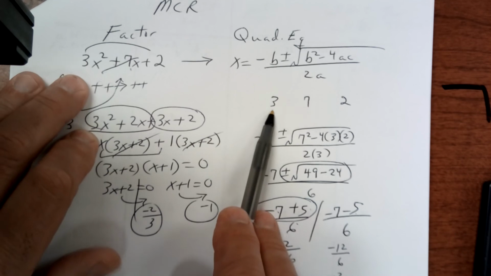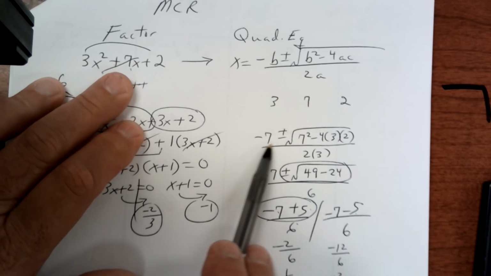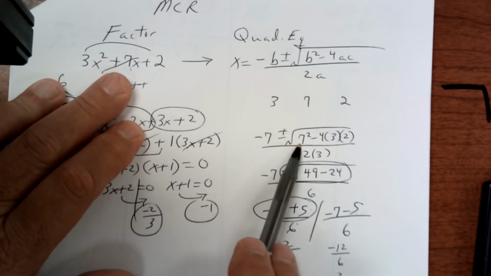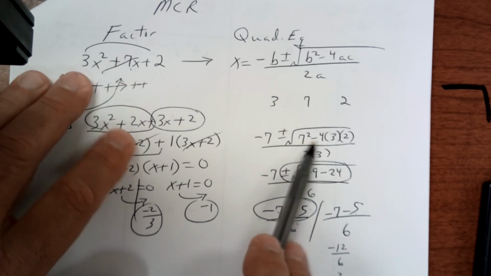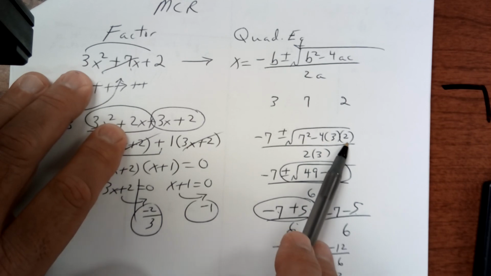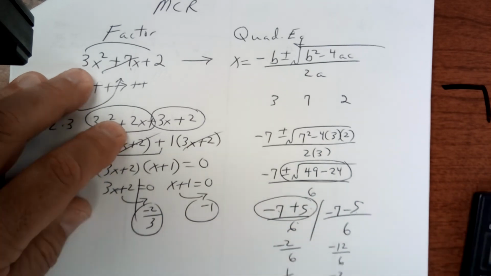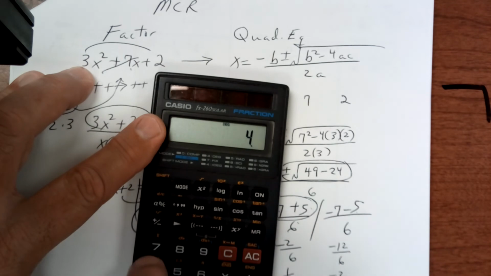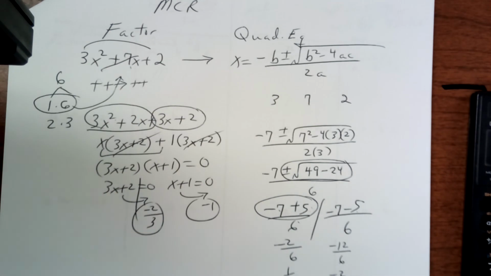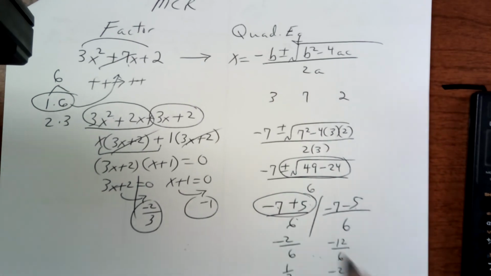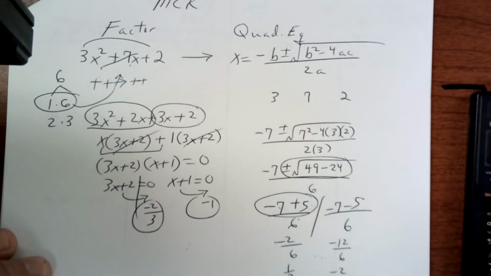A, B, C, negative B, plus or minus the square root of B squared, 7 squared, minus 4 times A times C. That's 6 times 4 is 24. Just double check that. 49 minus 24 equals 25. So that does give me 5. Well, we should end up with the same thing, and we're going to have to find out why. But this is what I want you to do on today's work. I want you to factor and then do the quadratic equation. We'll work one in class to see what's going on with this.